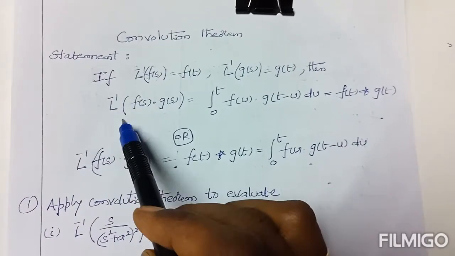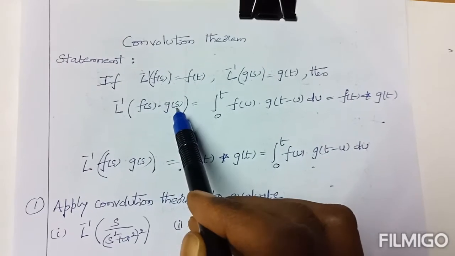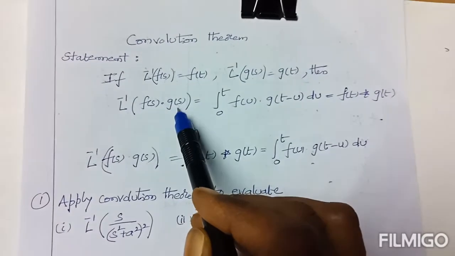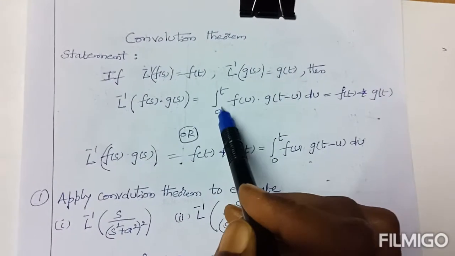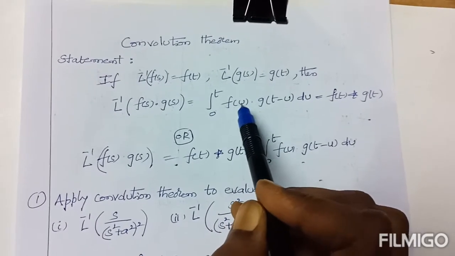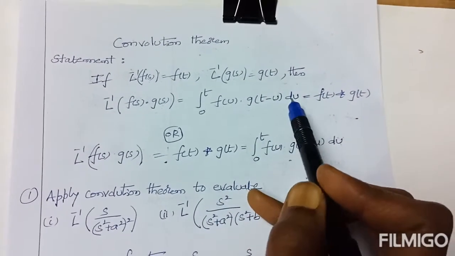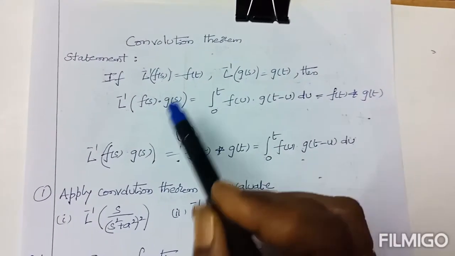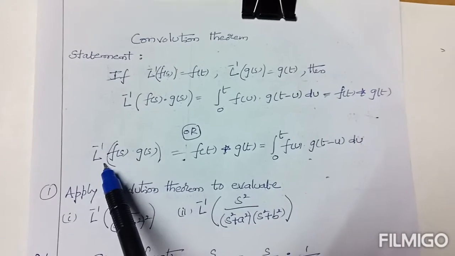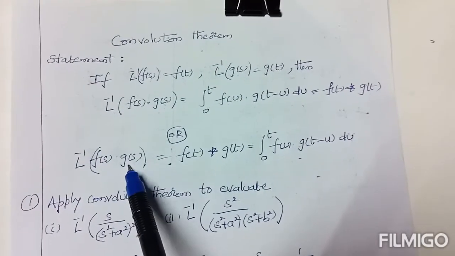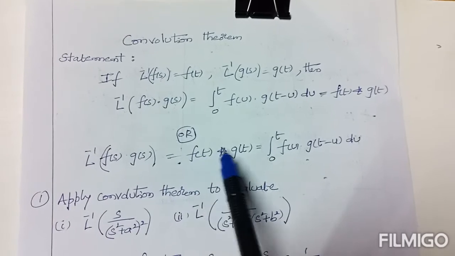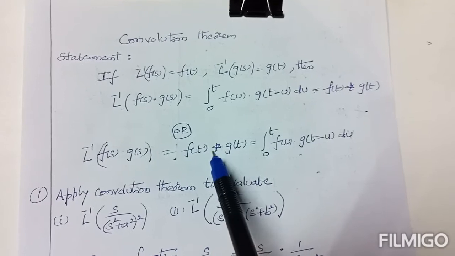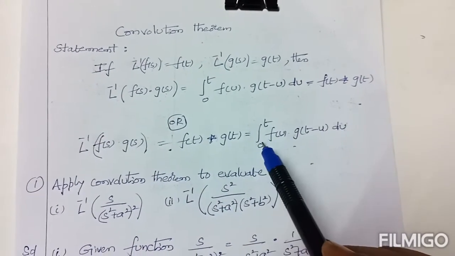L inverse operated on F(s) into G(s), the product of two functions defined in terms of s only. Its result can be taken as the integral from 0 to t of f(u) g(t minus u) du, also represented as f(t) star g(t). The same statement can be written as L inverse of F(s) G(s) equals f(t) star g(t), where star is called the convolution operator.